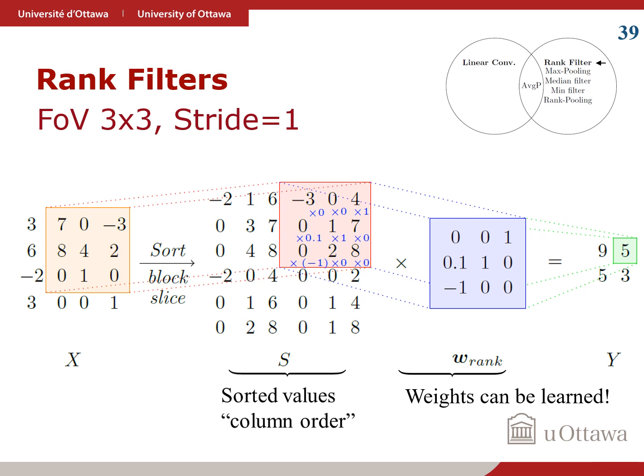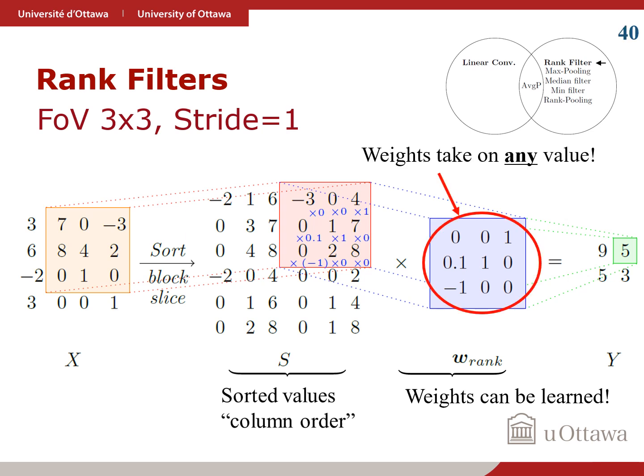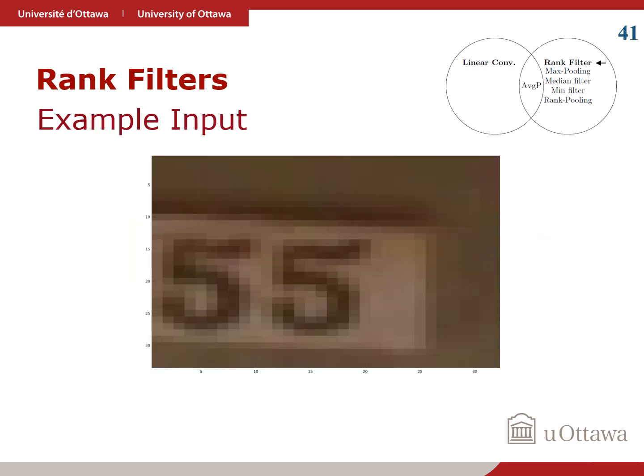The stride is 1 over the input, but each patch has a field of view of 3x3, so the stride over the rank should be 3 across the height and width dimensions. The weights can converge to any value, positive or negative. This is an example input.